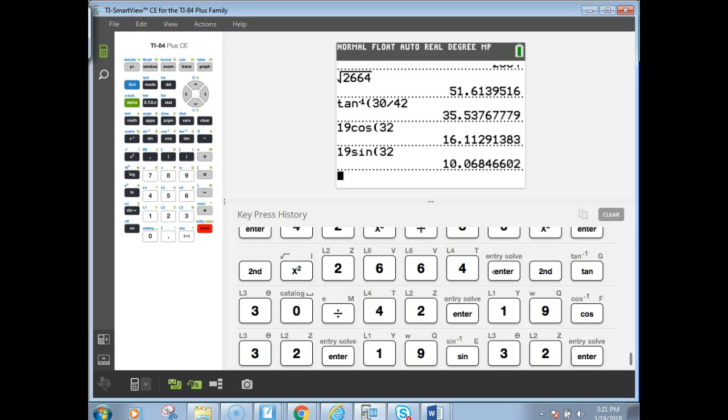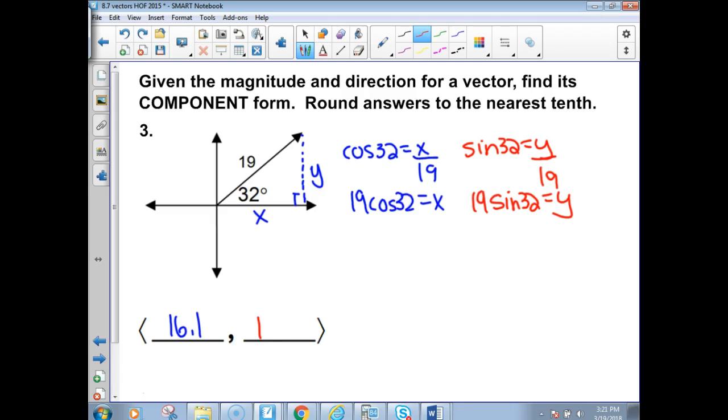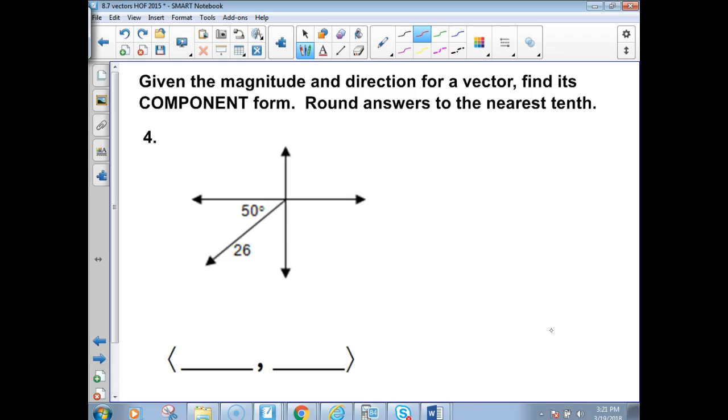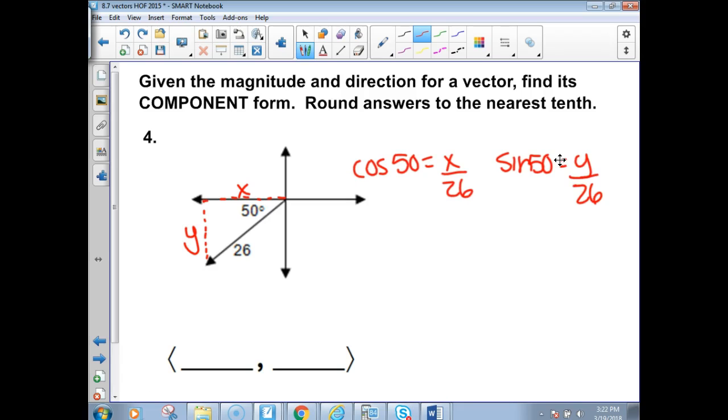We got 10.1, and we are in quadrant 1, so we don't have to worry about the sign of it, positive or negative. Number 4, though, is in quadrant 3. We do have to worry about the sign. Y is vertical, x is horizontal. To find the x value, adjacent over hypotenuse, we do cosine. And the sine will find us the y value. So that's how it is every time.